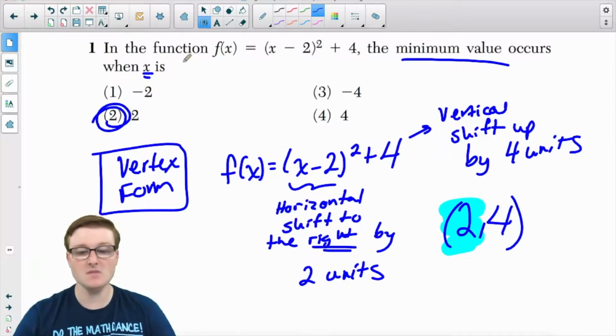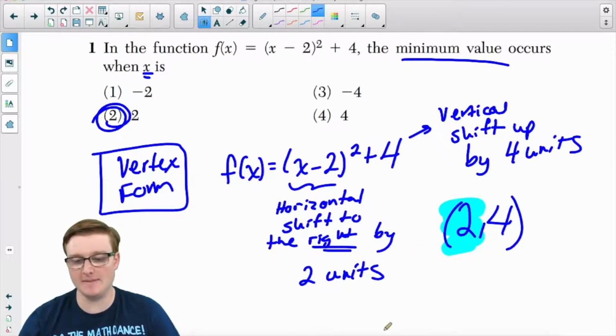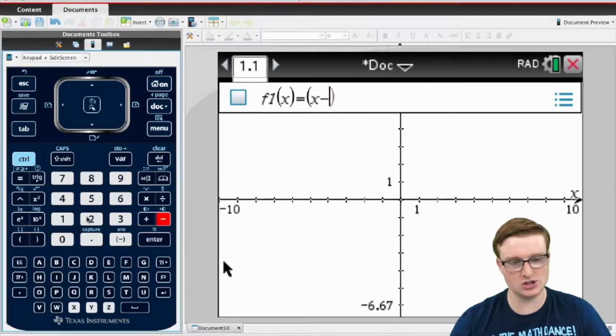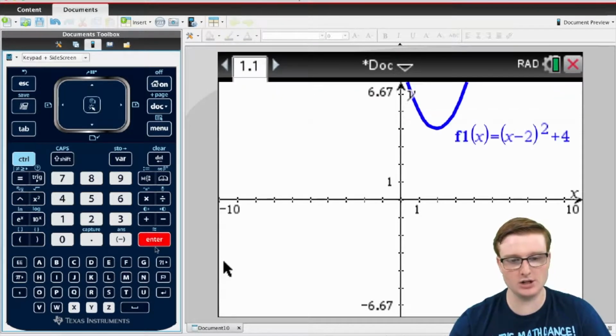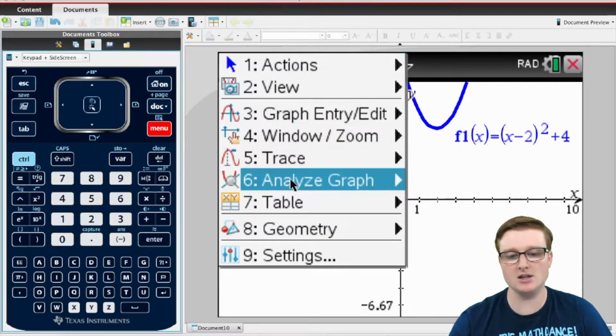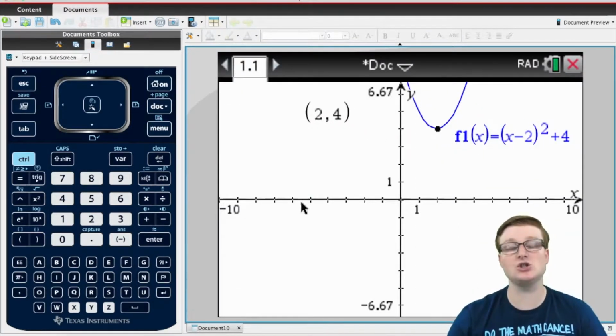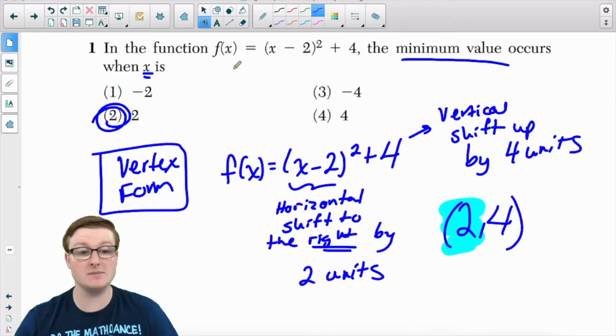However, let's just say you didn't know how to do that. Go to your graphing calculator. Type this in. X minus 2 quantity squared plus 4. There it is. Menu, analyze graph, minimum. Click, click. Your answer is 2, 4. So your x value right there is just the number 2. And that is going to be choice 2.